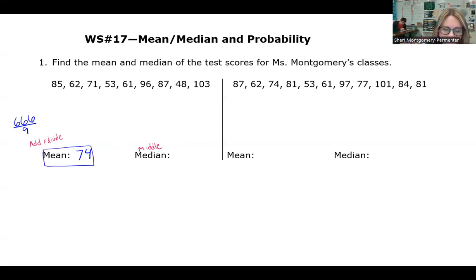And then for the median, you have to put everything in order. So I'm going to put this list in order. You should put the list in order.